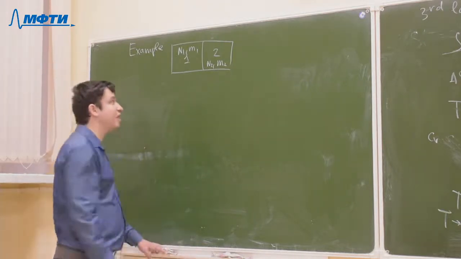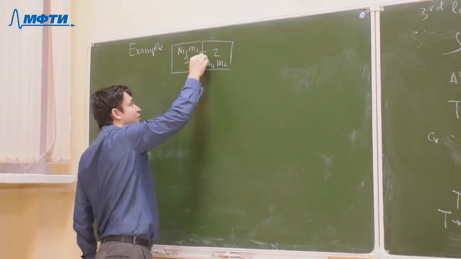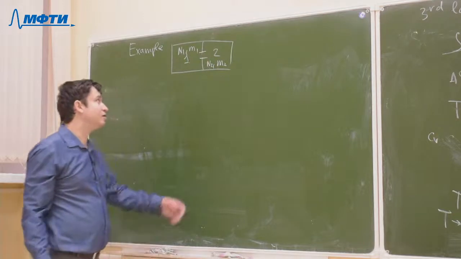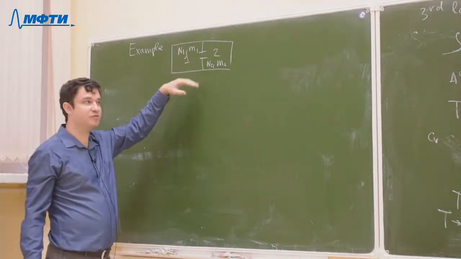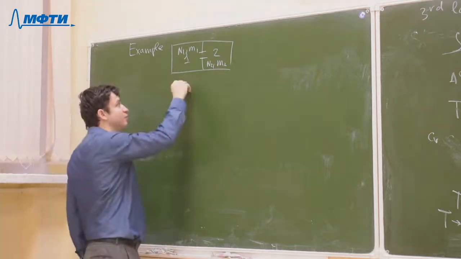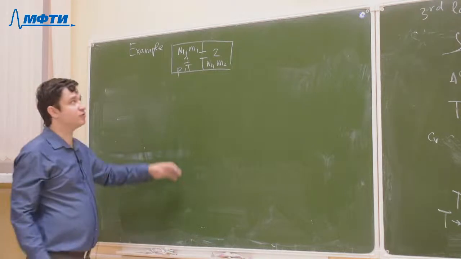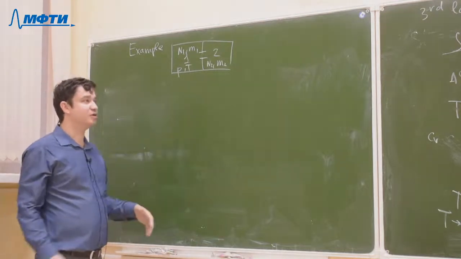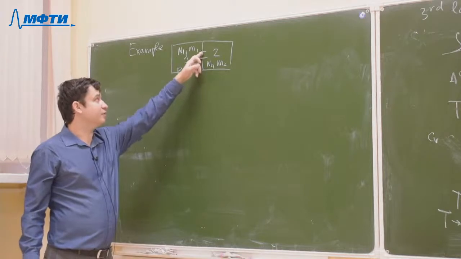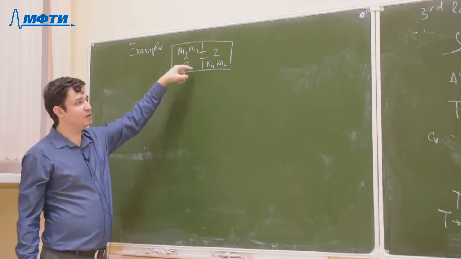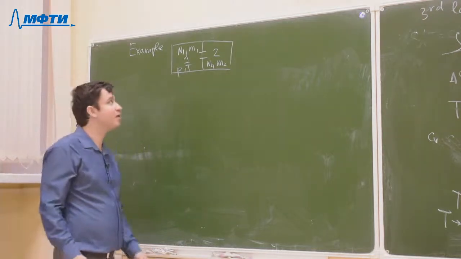Let's see what happens when we open a hole in the side wall of these vessels and allow for these two gases to mix with each other. And let's assume for simplicity that pressure and temperature for both of these gases are the same, so that when we open this valve, no change in pressure and temperature happens.